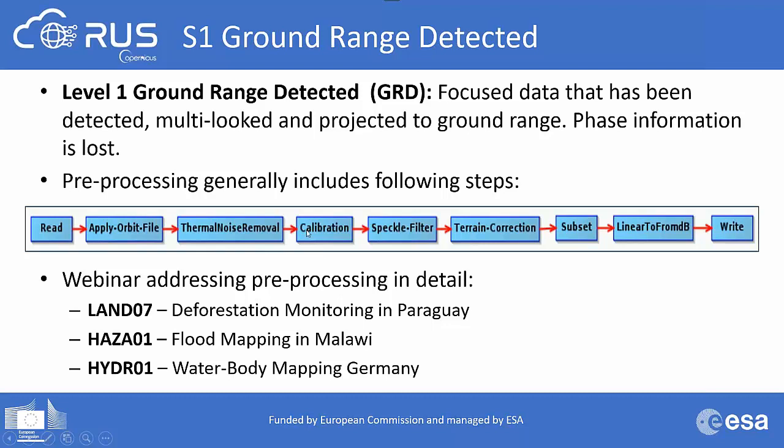So just one more word about the ground range detected, what the data type actually is. It's focused data that has been detected, multi-looked and projected to ground range. And the phase information in this data is lost.